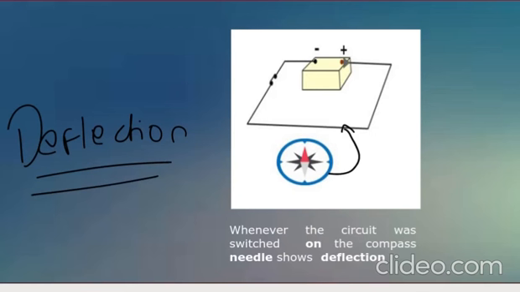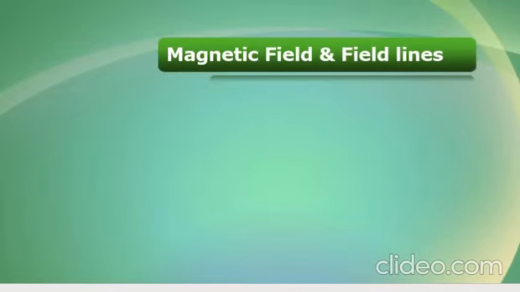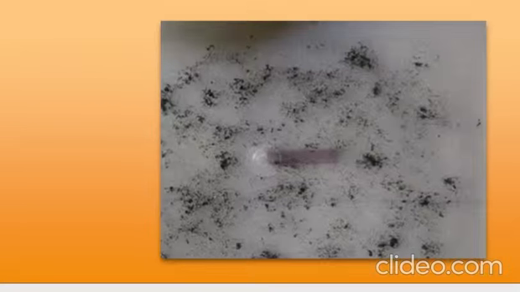Because it was when near the electricity. So electricity and magnetism for sure had some relation. Okay. Now, next is magnetic field and field lines. Now, you might have done this experiment in your previous grades.